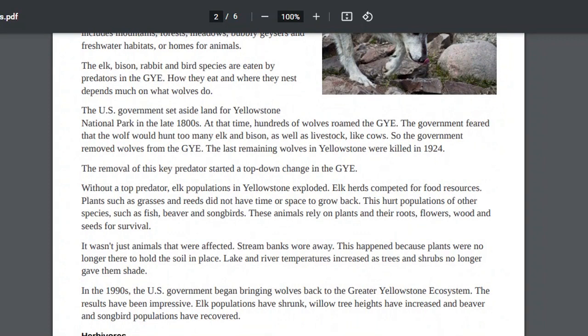Without a top predator, elk populations at Yellowstone exploded. Elk herds competed for food resources. Plants, such as grasses and reeds, did not have time or space to grow back. This hurt populations of other species, such as fish, beaver, and songbirds. These animals rely on plants and their roots, flowers, wood, and seeds for survival. It wasn't just animals that were affected. Stream banks wore away. This happened because plants were no longer there to hold the soil in place. Lake and river temperatures increased as trees and shrubs no longer gave them shade.